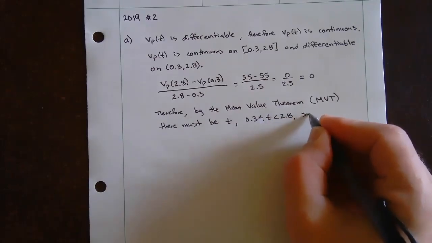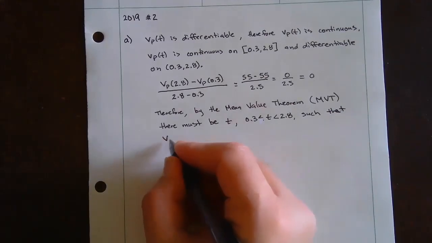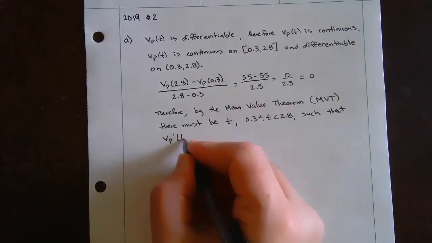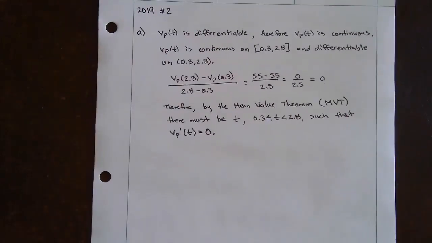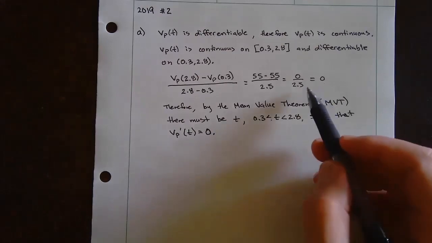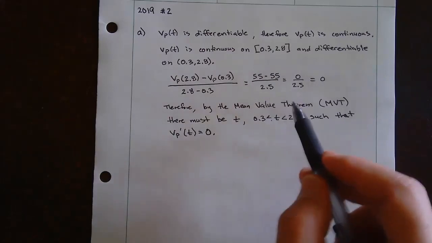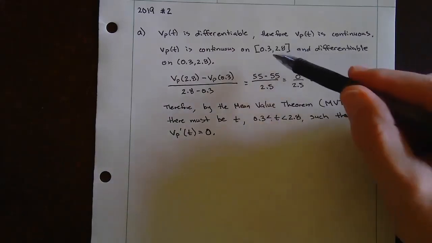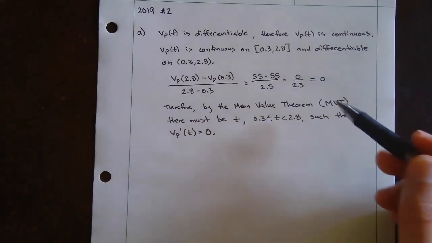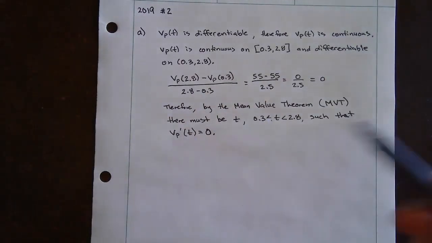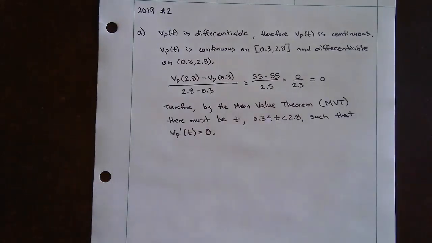such that v sub p prime of t is equal to 0. Okay, and that's the write-up for this. So really they're looking for this. They're looking for that you have the average rate of change. They're looking for that you have the conditions to make this conclusion. So these are the conditions: that it has to be continuous on the closed, differentiable on the open, and then there has to be one in this interval such that the derivative is 0, because the average rate of change is 0. So there has to be a derivative that's also 0. Okay, that's the mean value theorem.